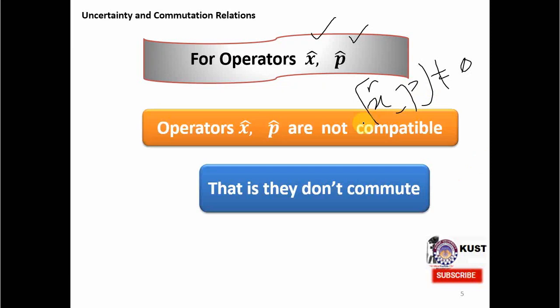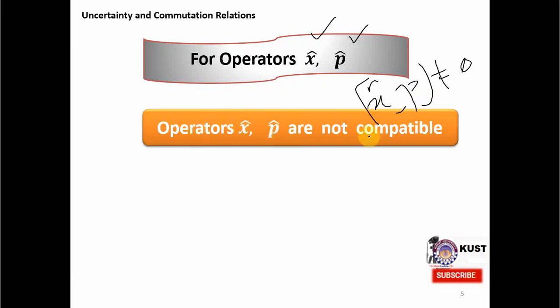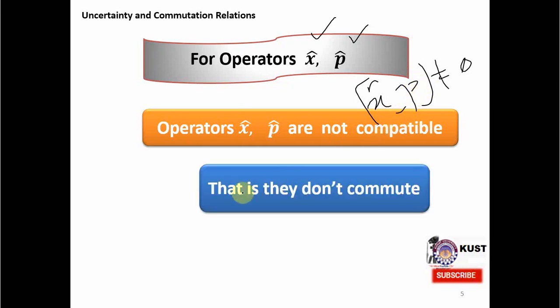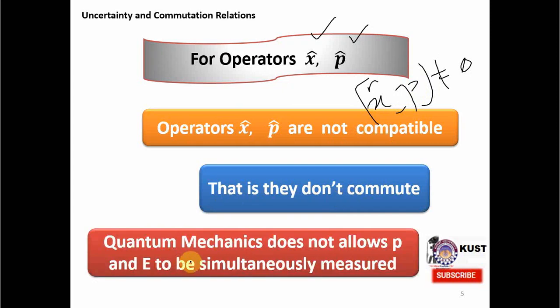So we have operators x and p, and they are not compatible, as we know their commutator, as I have written here, is not equal to 0. They do not commute. It means that quantum mechanics does not allow x and p to be simultaneously measured. Quantum mechanics does not allow us to measure them simultaneously and with 100% accuracy. This is another rule, where we have seen that observables of two non-compatible operators cannot be measured with 100% accuracy simultaneously.